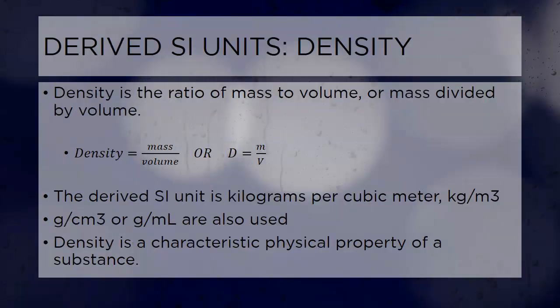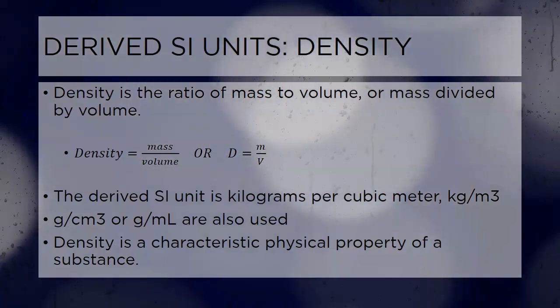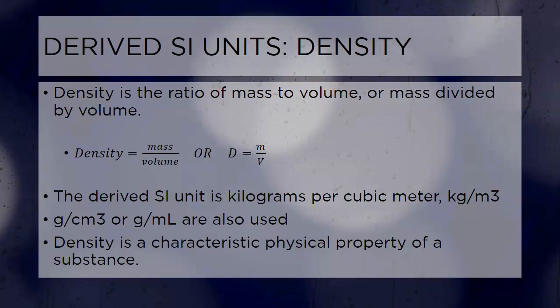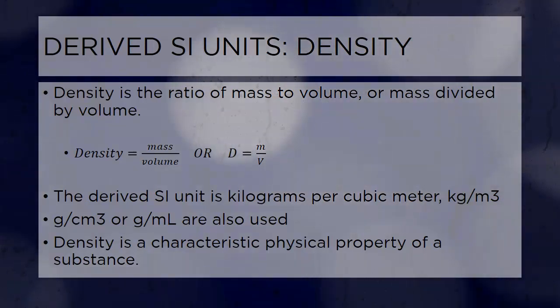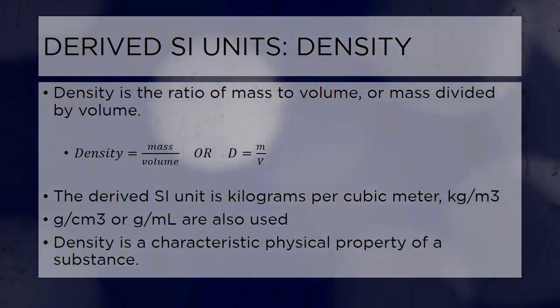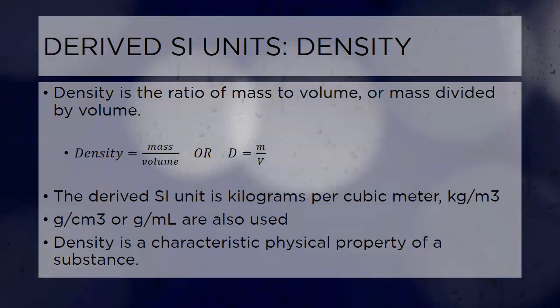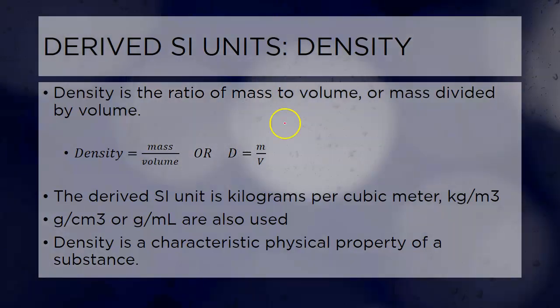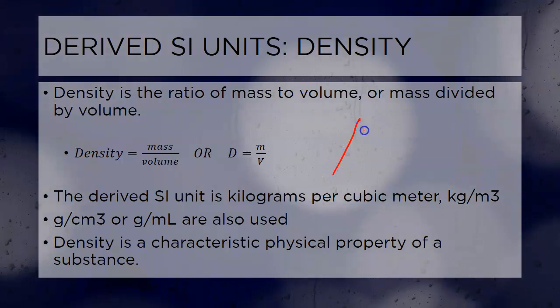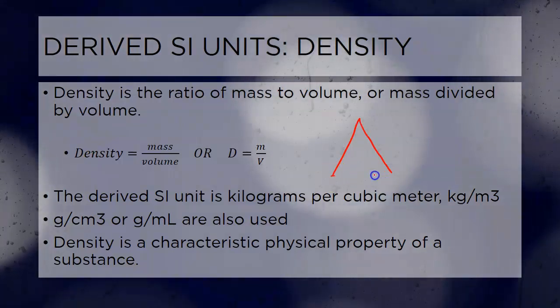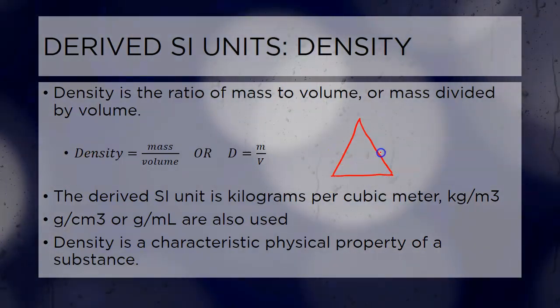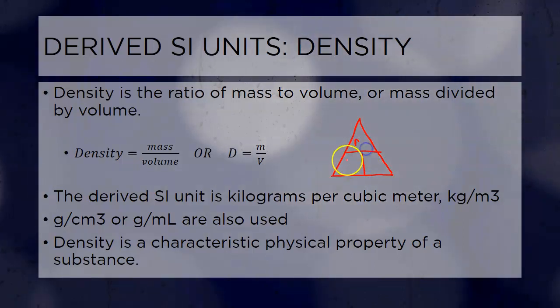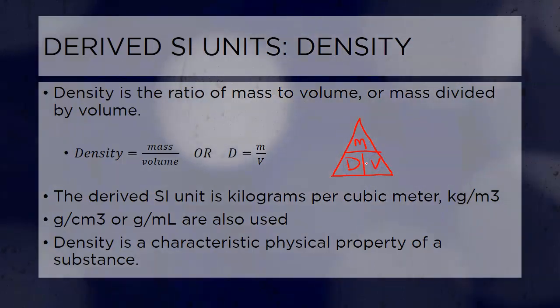So finally, we're going to end with density here. Density is the ratio of mass per volume, so mass divided by volume. It's an algebraic equation. Density equals mass divided by volume, or D equals M over V. A lot of people like to see it in a triangle form. If I put mass on top, and then D and V on the bottom.